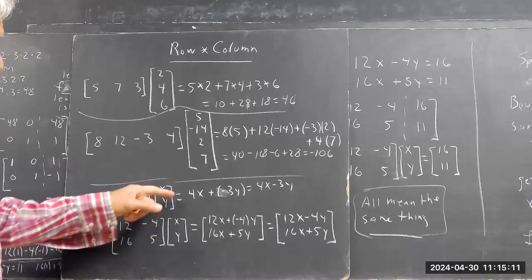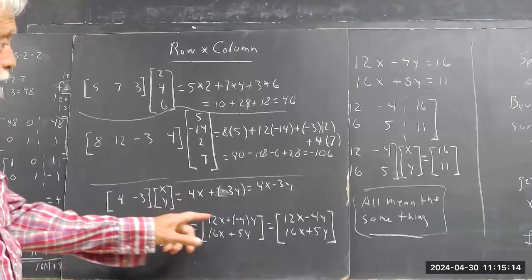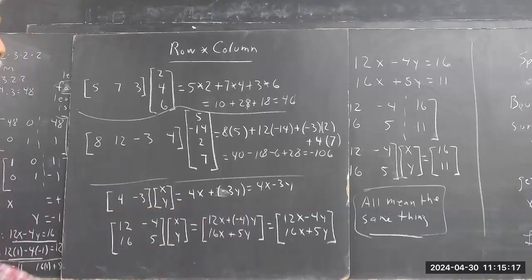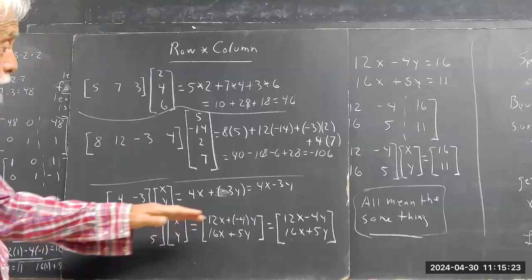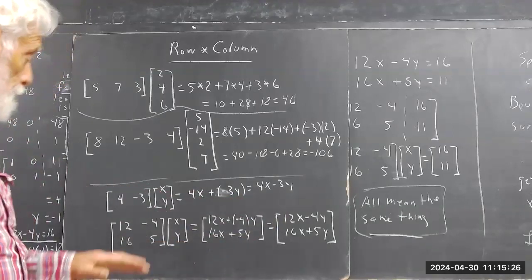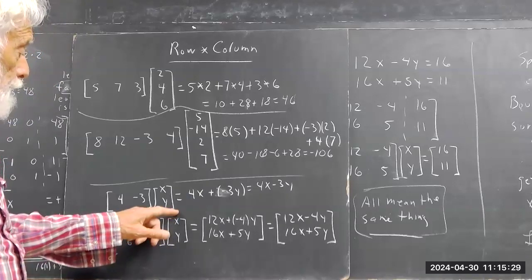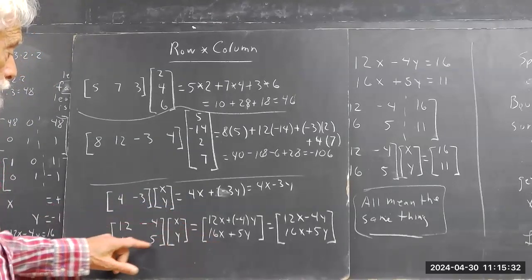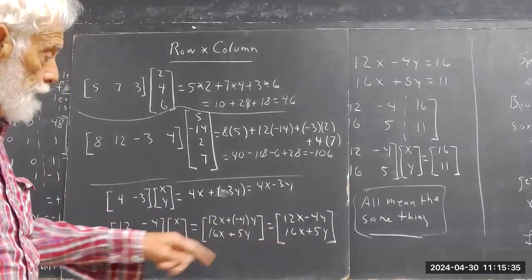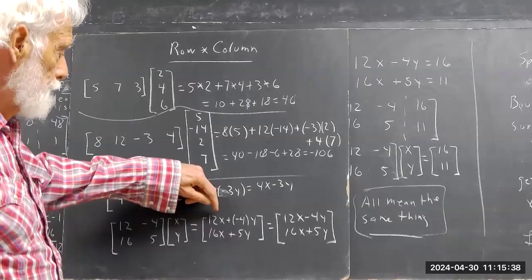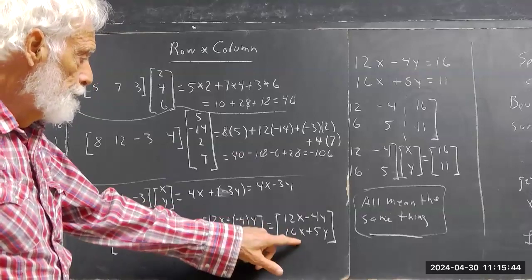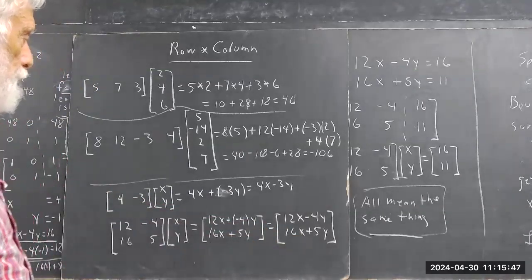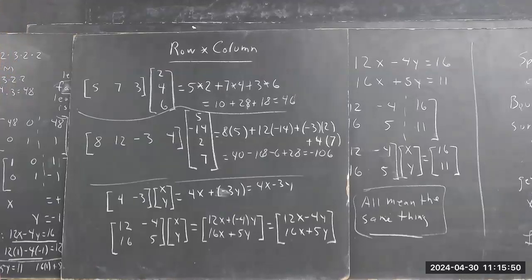If we multiply the first row by the column, we get 12x minus 4y. We put that in a new matrix in the first column. It comes from the first row, it goes in the first column. Then we do the product, 16, 5 times x, y: 16x plus 5y goes in the second column. I wrote the 12x plus -4 times y to be careful. We know that's 12x minus 4y, and 16x plus 5y is as it is. Does that make sense?